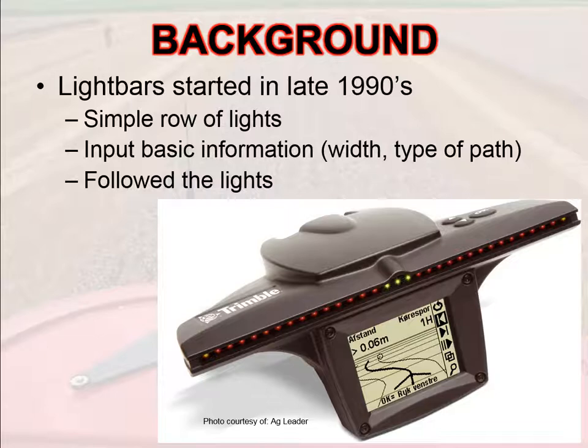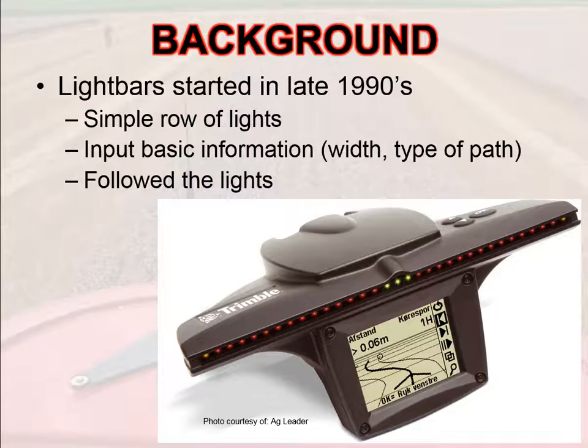And if you started going off that path, those lights would start moving from the green into the reds of the direction that you need to start steering. So basically you just follow the lights. If we started drifting a little bit to the left, well, the lights are going to start going to the right. So we're going to start following those lights and trying to get back on that center line. So that was kind of the basic light bar system.